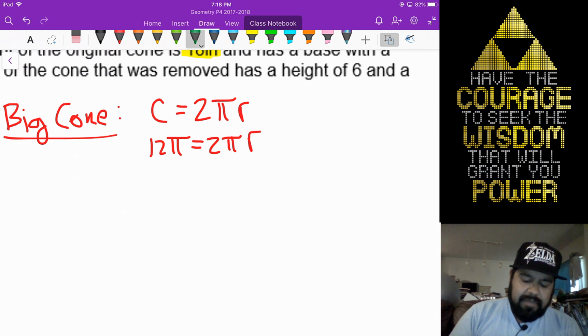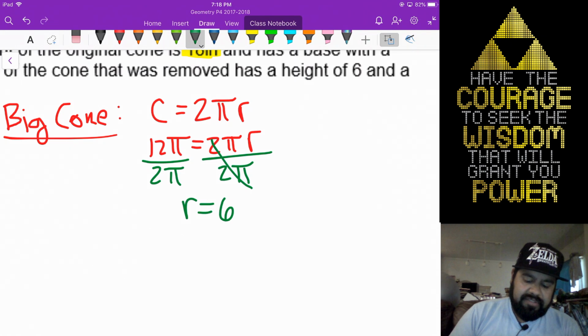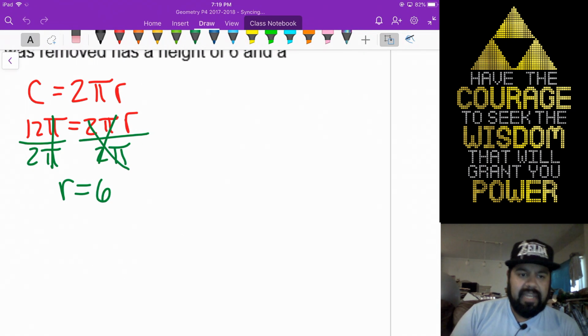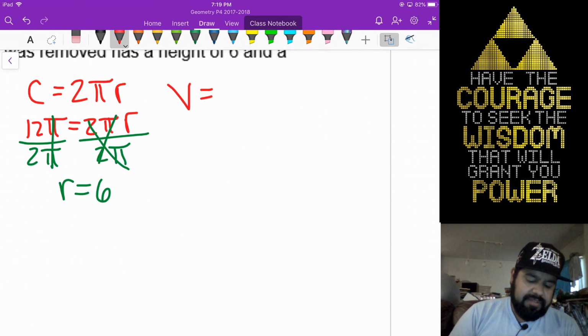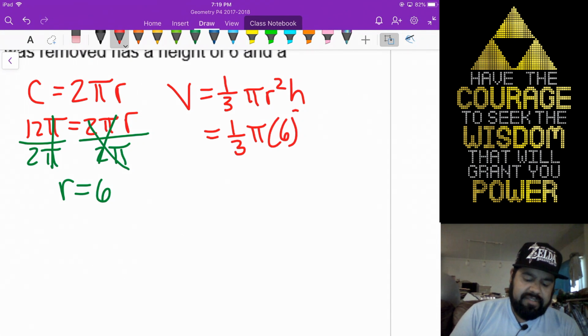So if we go ahead and divide both sides by 2 pi, we're going to find that r equals 6. Now, since I know the radius of the cone as well as the height, we can say that the volume of the big cone is going to equal 1/3 pi r squared h. So 1/3 pi times 6 squared times our height of 18.